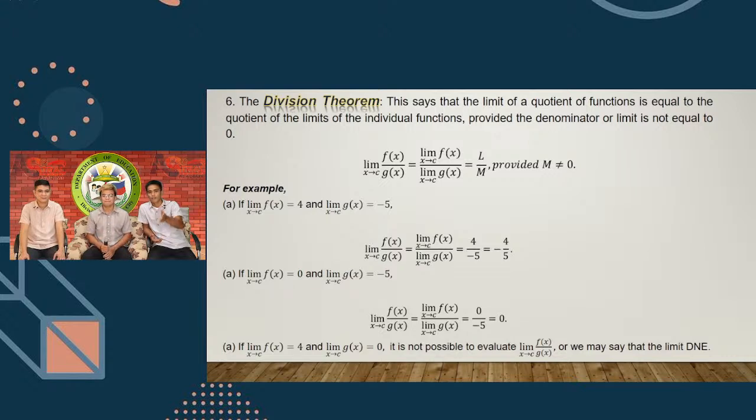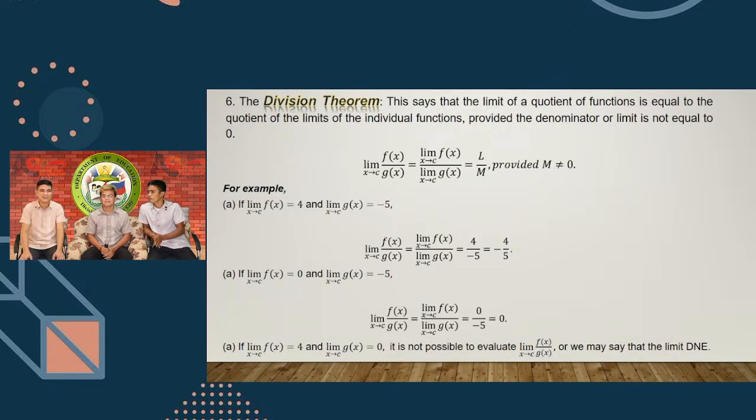Okay, sir. So let us have another example, sir. So if the limit of f of x is equal to 0, and the limit of g of x as x approaches c is equal to negative 5, so using the same formula, we have the limit of f of x over g of x as x approaches c is equal to the limit of f of x as x approaches c over the limit of g of x as x approaches c. Given that the limit of f of x is 0 and the limit of g of x is negative 5, we have 0 over negative 5, then simplify, and that is equal to 0.